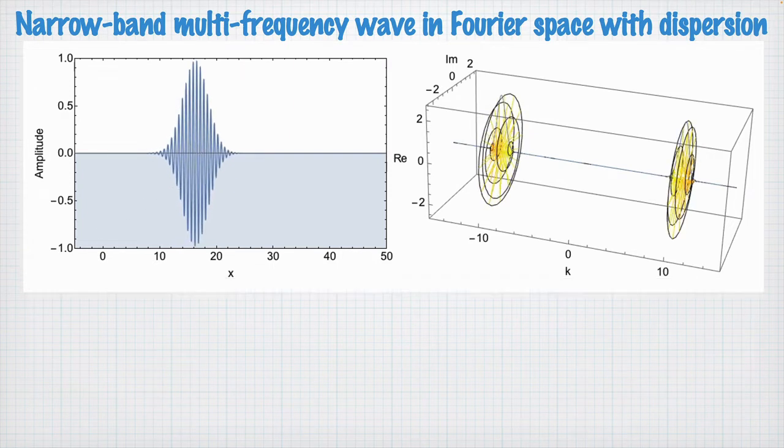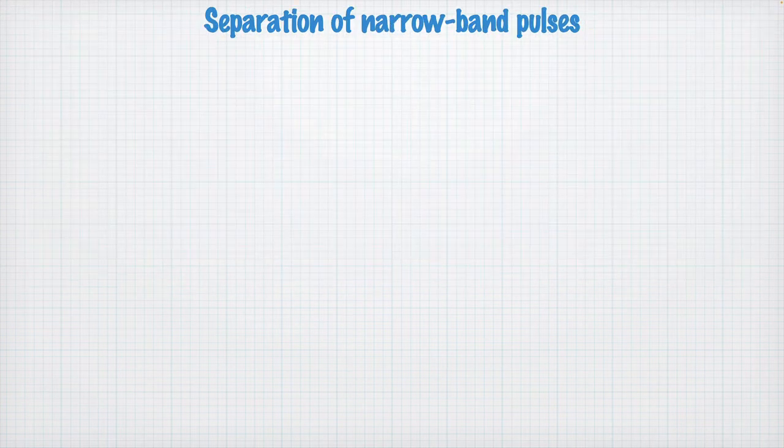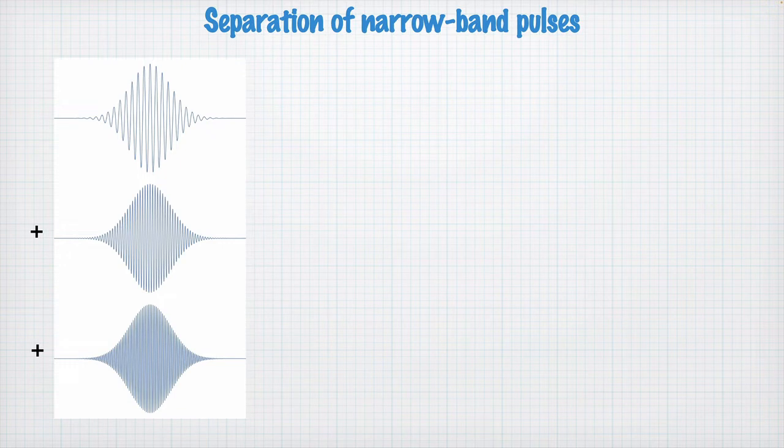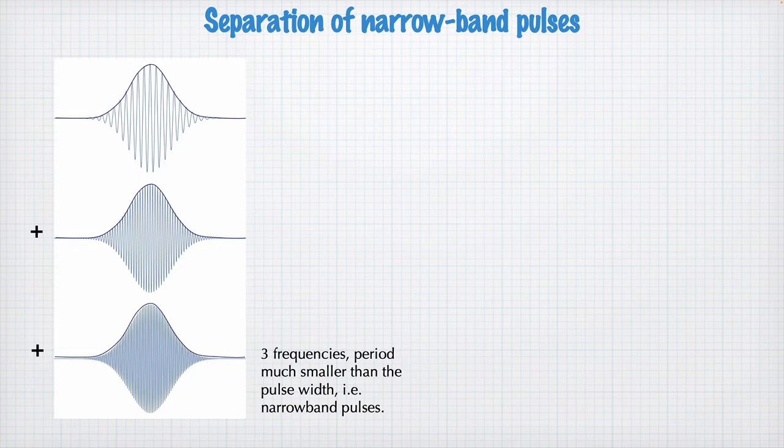Now what I want to do is consider what happens if instead of having a single frequency under the envelope, we have multiple frequencies. So to flesh out this example, we're going to have 3 pulses with 3 different frequencies. Each of these pulses has the same envelope, and each of them are narrowband.